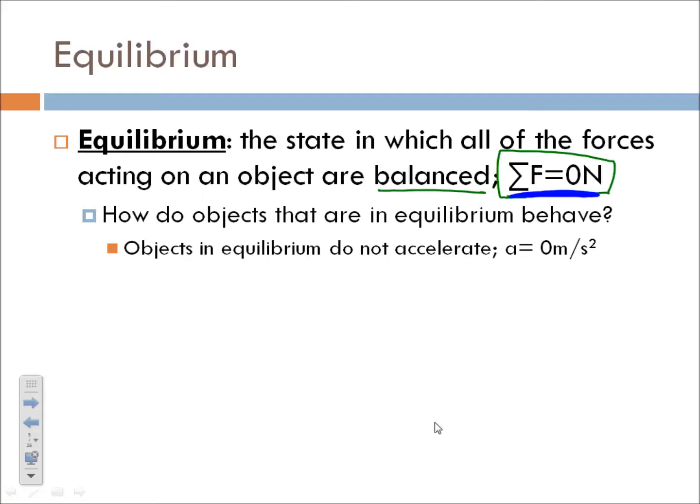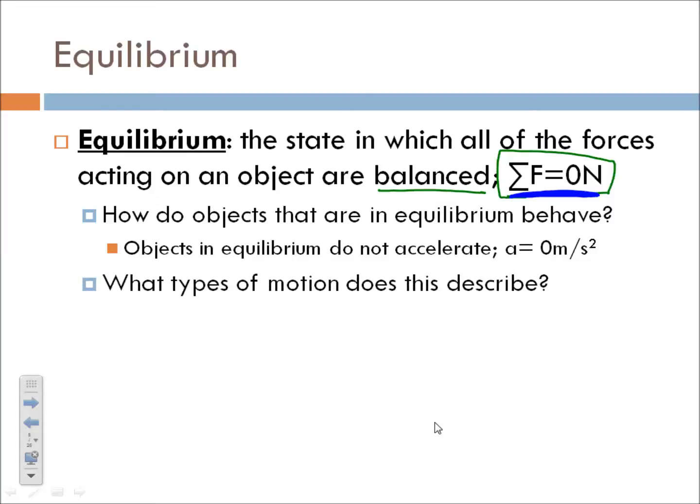How do we know this? Well, Newton's second law tells us that if there is a net force that's acting on an object, it will cause an acceleration. But in equilibrium, there is no net force. So there is no acceleration. All right. Net forces cause accelerations. All right. So what is it that we're looking at? What type of motion is it? What does the object do?